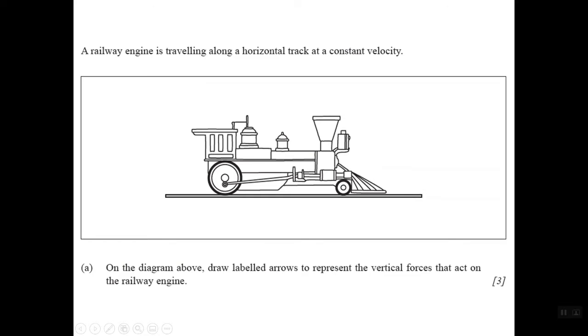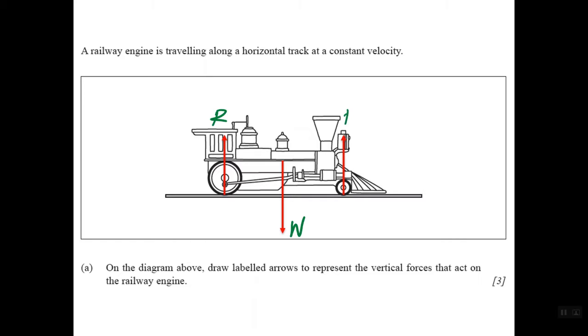Hello. A railway engine is traveling along a horizontal track at a constant velocity. A. On the diagram above, draw a labeled arrow to represent vertical forces that act on a railway engine. The question is only asking for the vertical forces. So the first one is the weight, in the downward direction, and the normal reaction force from the two wheels.